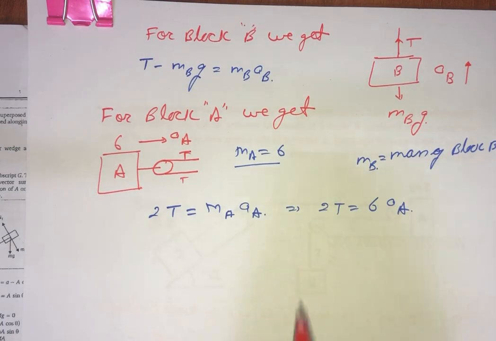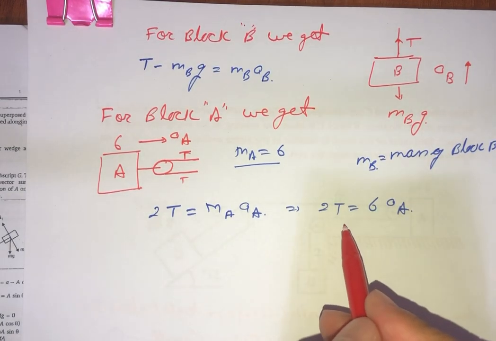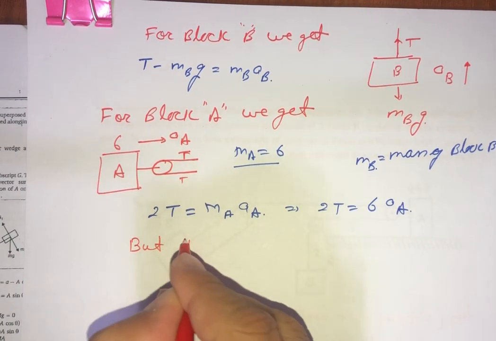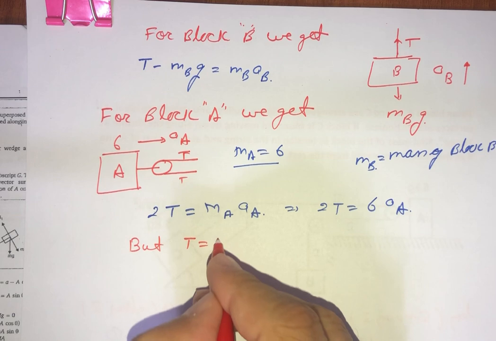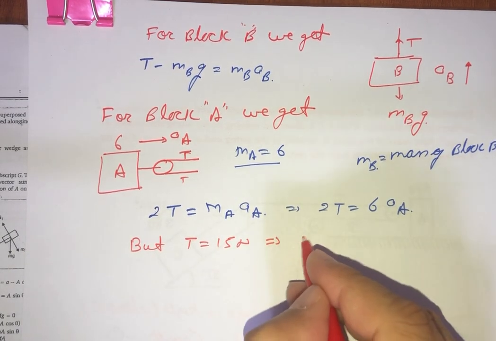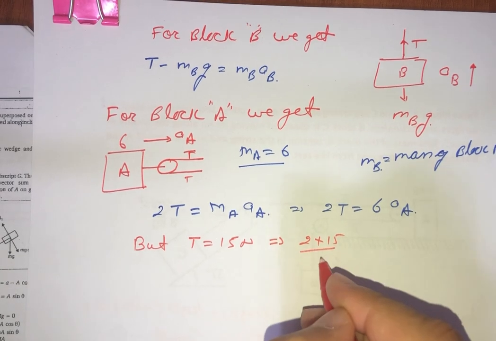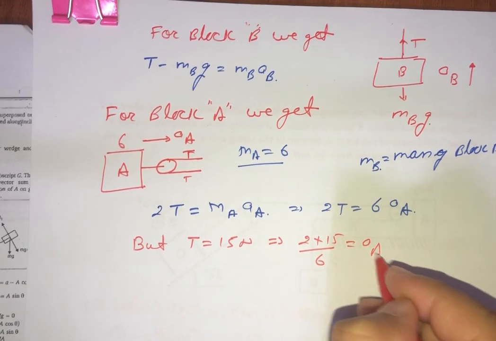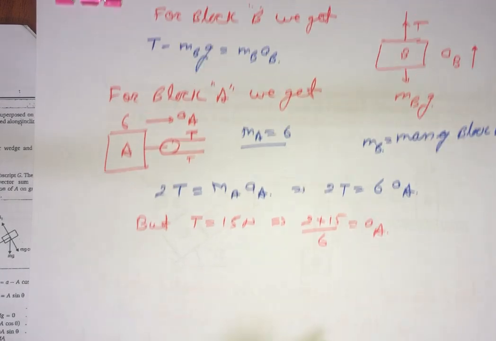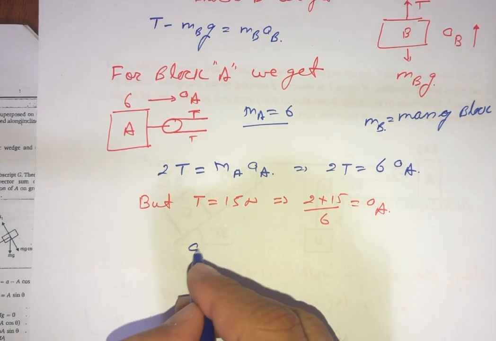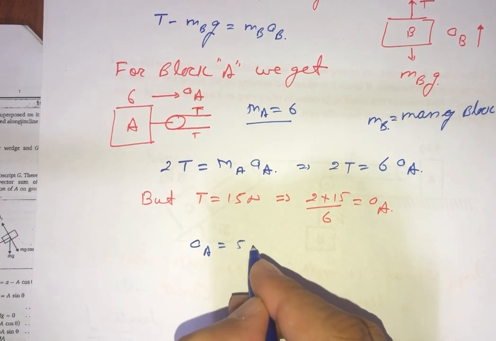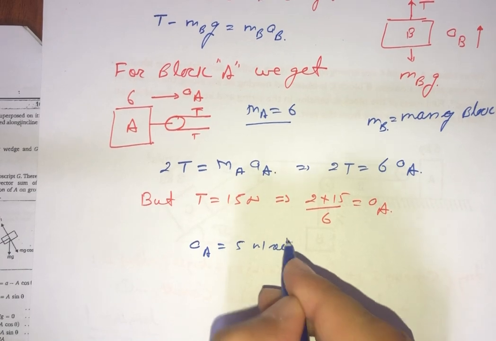and we already know the value of tension, T is equal to 15 Newton, therefore 2 into 15 divided by 6 will be acceleration of A. So if we solve it, we can say that acceleration of A will be coming as equal to 5 meter per second square.